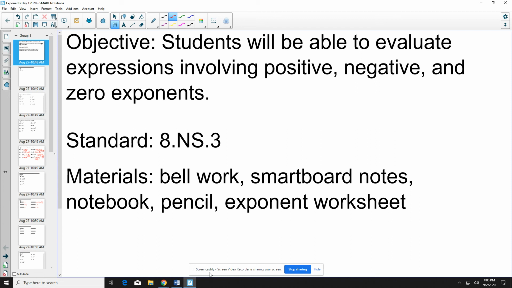So I want you to label your notes, have your notebook out, your pencil out, label your notes exponents. Today our objective is to be able to evaluate expressions involving positive, negative, and zero exponents.